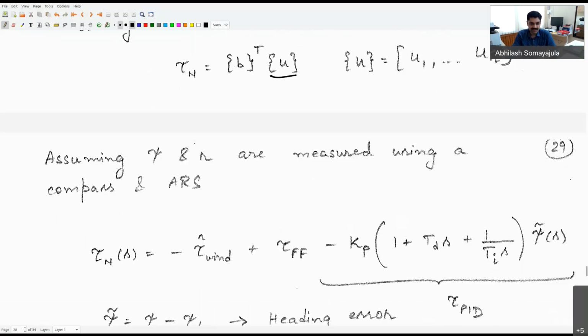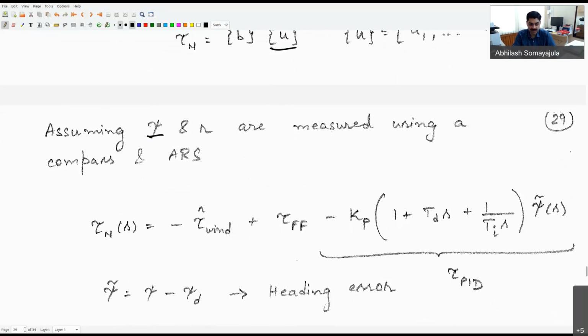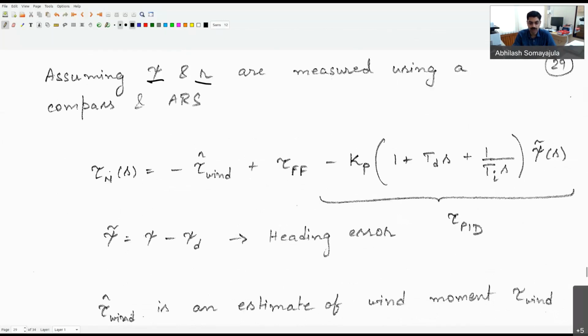So assuming that we know the heading angle and the yaw rate, and assuming that they are being measured using either a compass, a gyroscope, or an attitude reference system, we will be able to formulate our control law, which defines what the value of tau N should be. We can write that as minus tau wind estimated. This is the feed forward term for the wind. We are dynamically trying to cancel out the wind effect even before it makes a change in my heading. And then you have some tau feed forward, we'll talk about this in just a minute, and then we have our regular PID controller, tau PID.